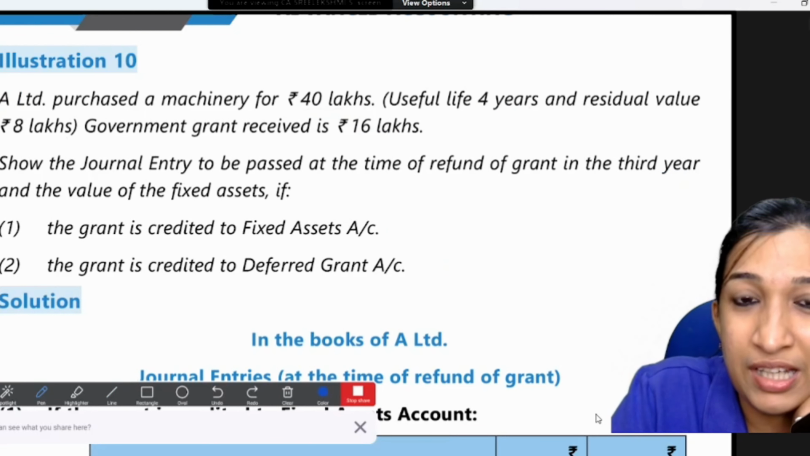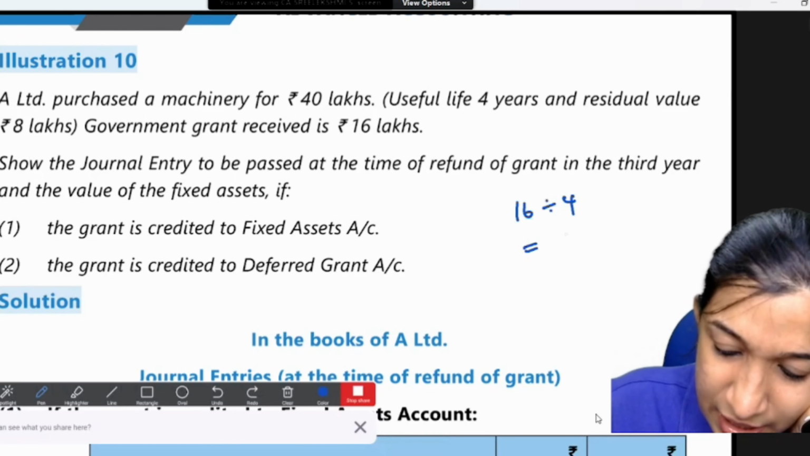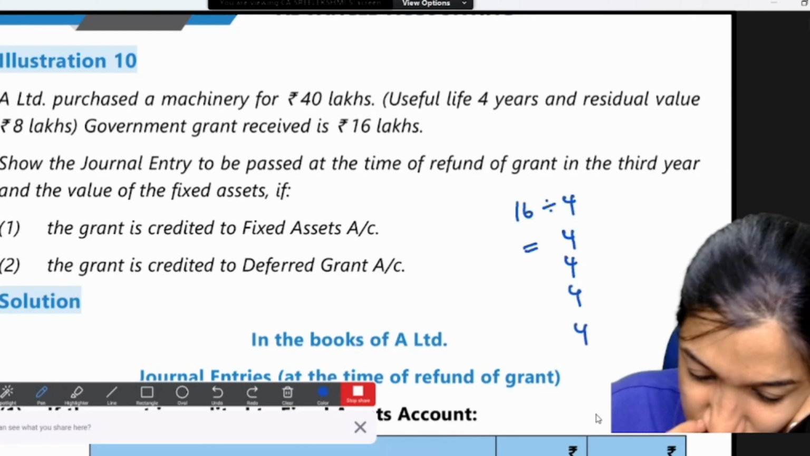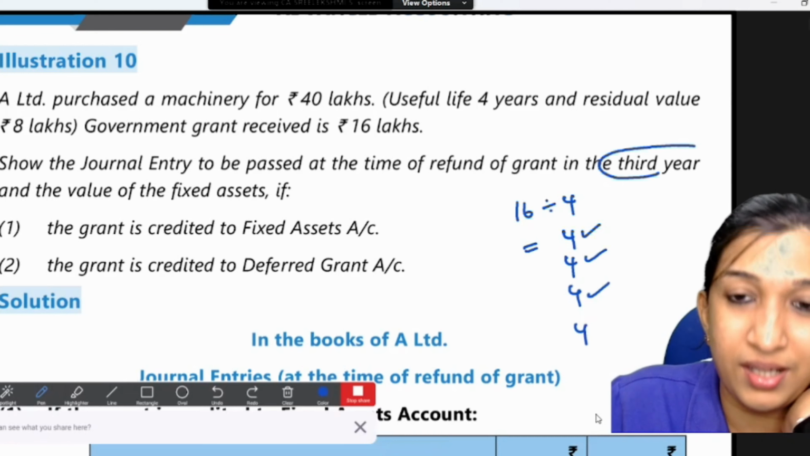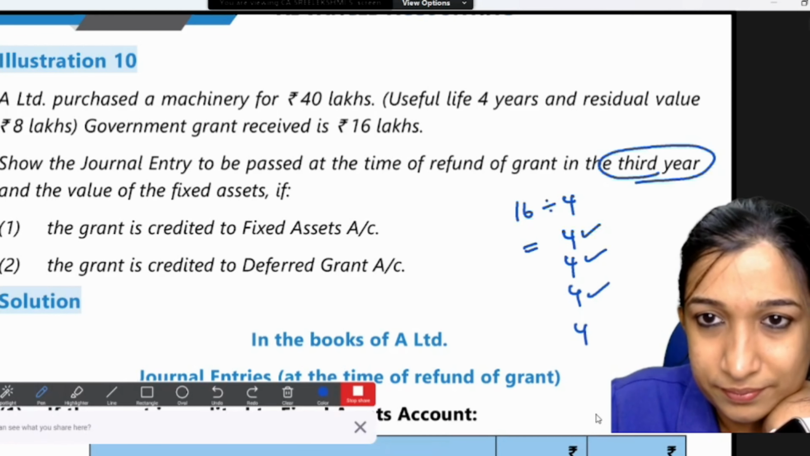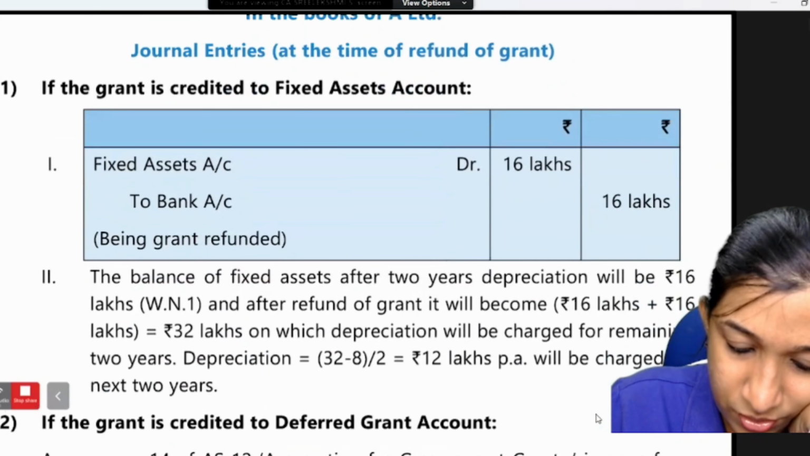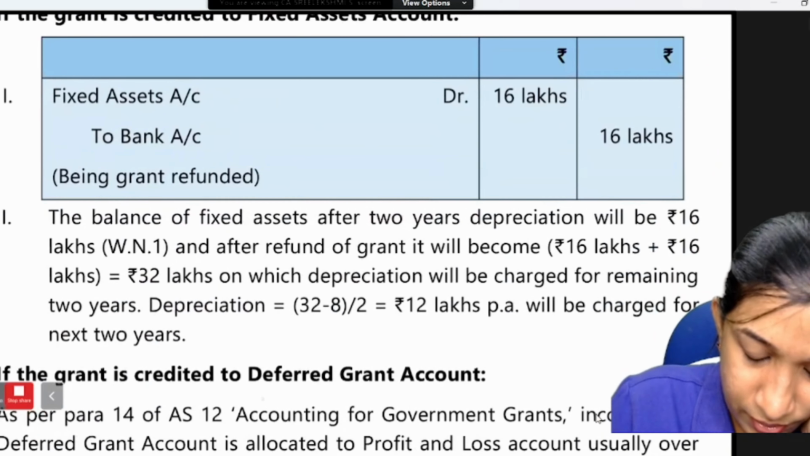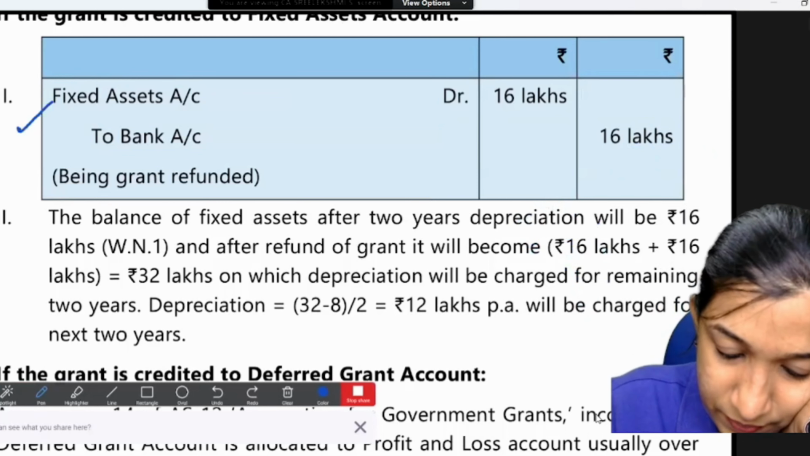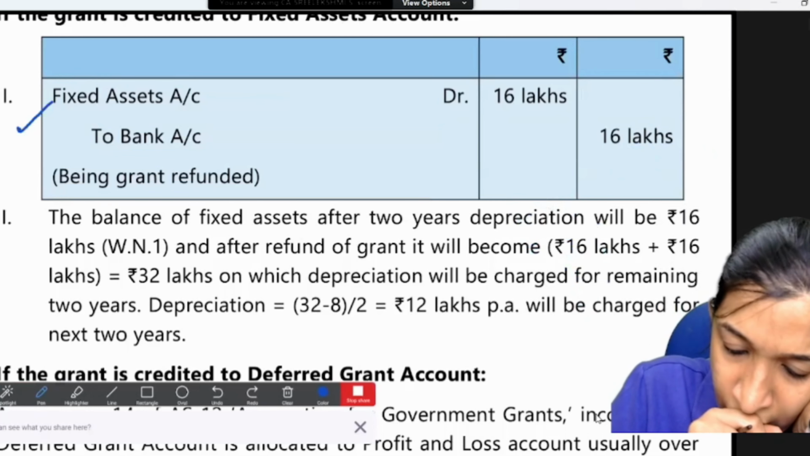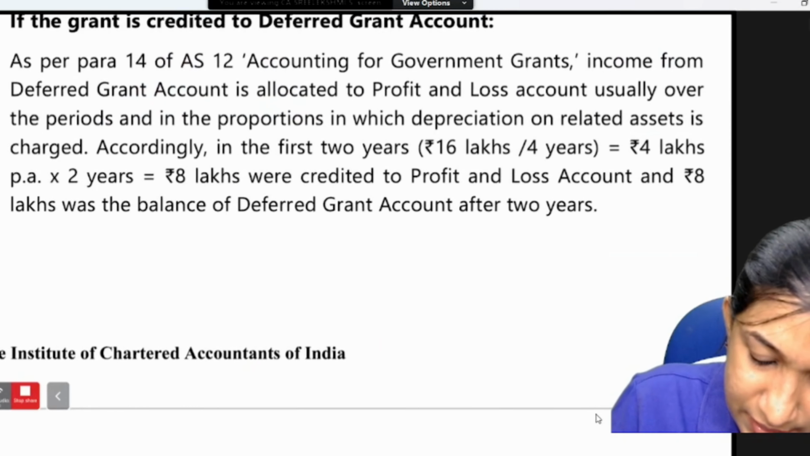Now, the grant received is 16 lakhs, useful life 4 years. So the grant that would be credited to P&L is 4 lakhs each year. So first year, second year, third year, the grant is refundable in the 3rd year. So what is the journal entry? First year, here it is fine. If the grant is credited to asset, asset to bank. If the grant is credited to deferred grant, we'll see.